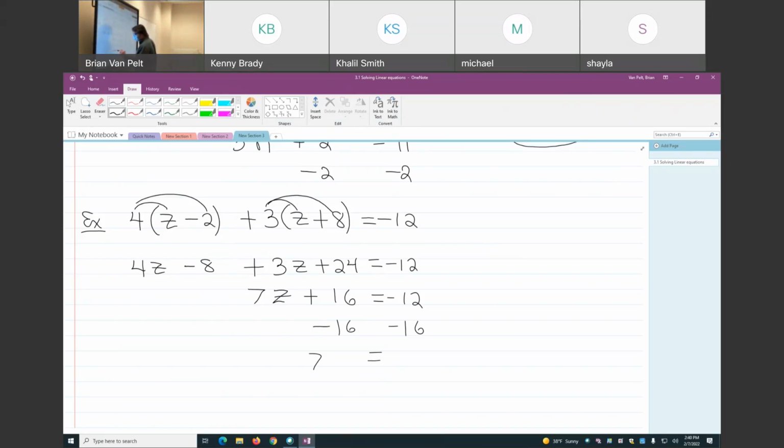Common mistakes that students make are right here. Some of them will put something like -4 or +4 when the correct answer is -28. Don't forget what they're supposed to be doing here. You've got to add those two numbers together. And then to finish it off, divide by 7. So we get z is -4.